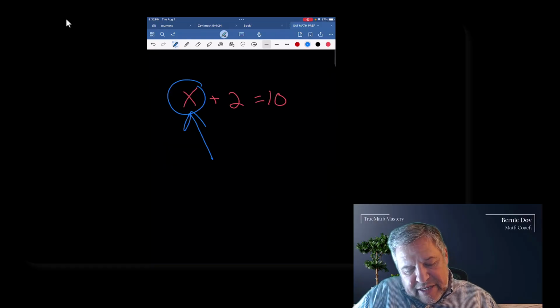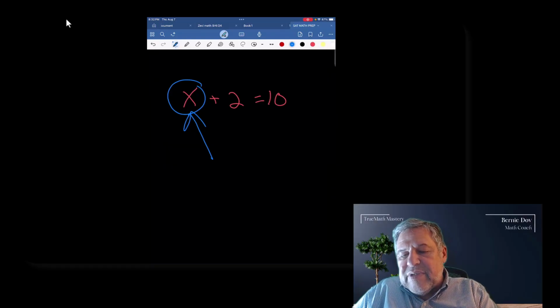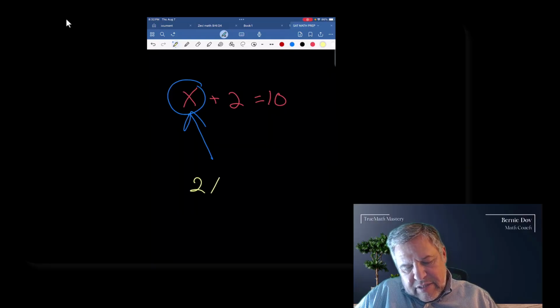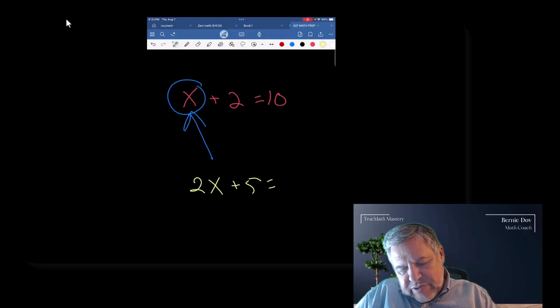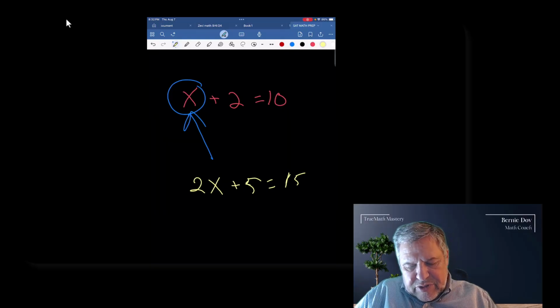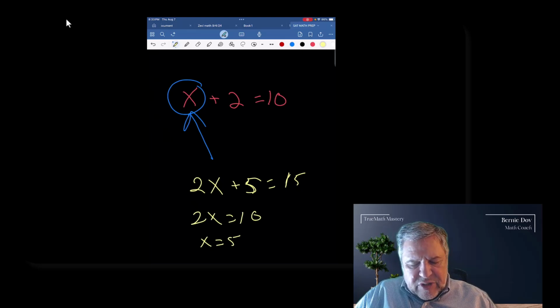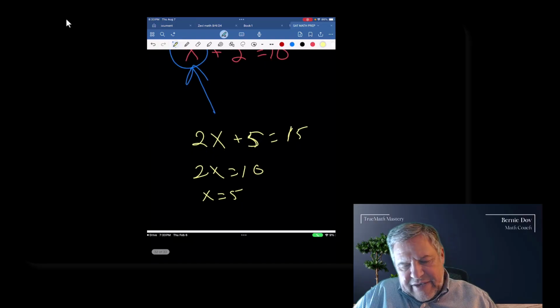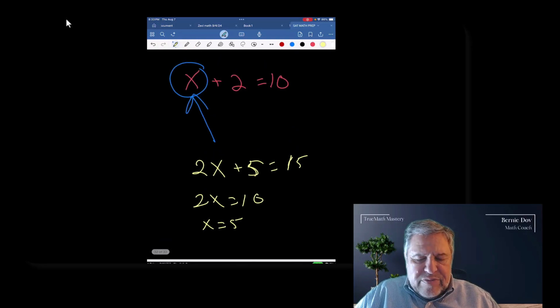And then I show them something like 2x plus 5 equals 15. The students who know algebra better will say, okay, well, 2x equals 10, and therefore x equals 5. I say, great. What does it mean that x equals 5? And when I ask them that question, they can't answer it.